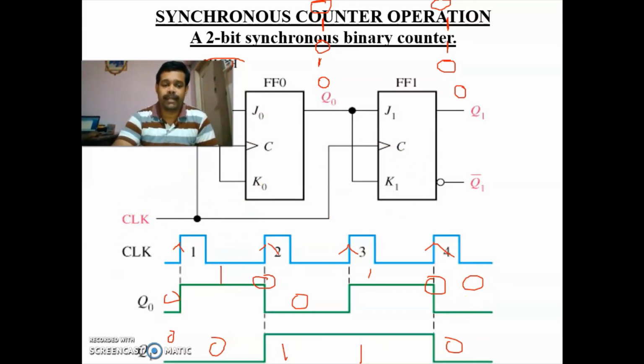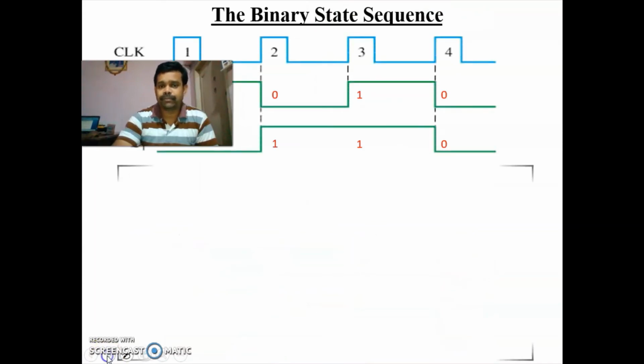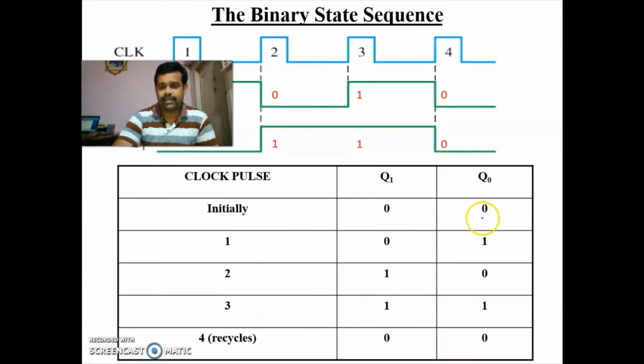It will be providing clock simultaneously to both the flip flops. So next, this is a binary sequence, that is initially 00, then first clock pulse 01, second clock pulse 10, third clock pulse 11. At the fourth clock pulse it repeats again.